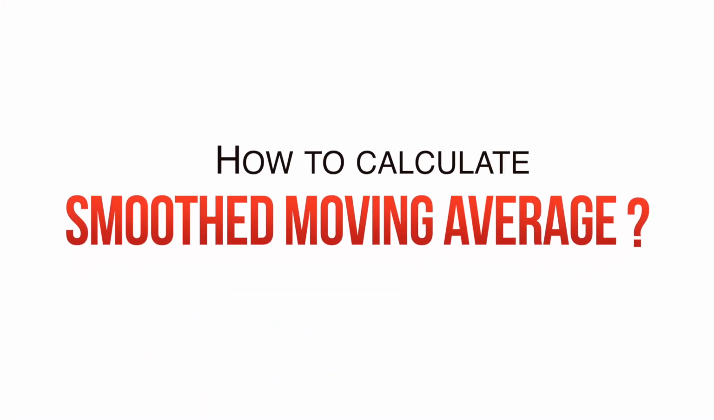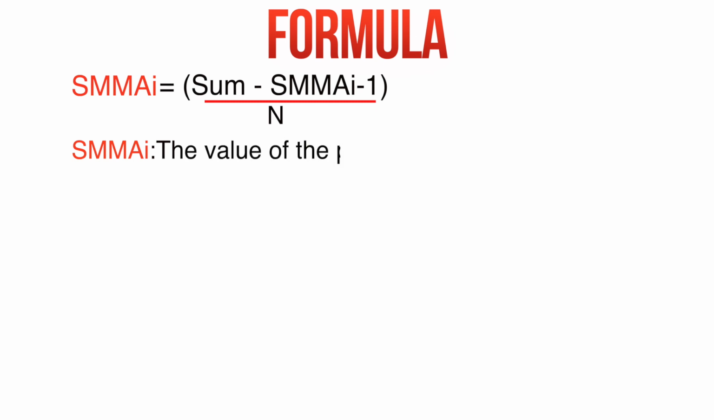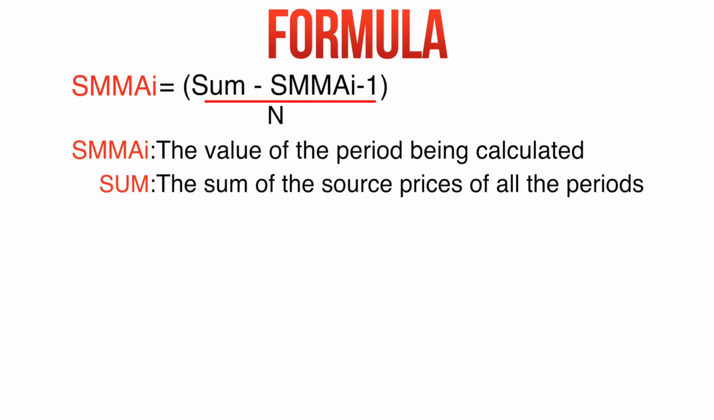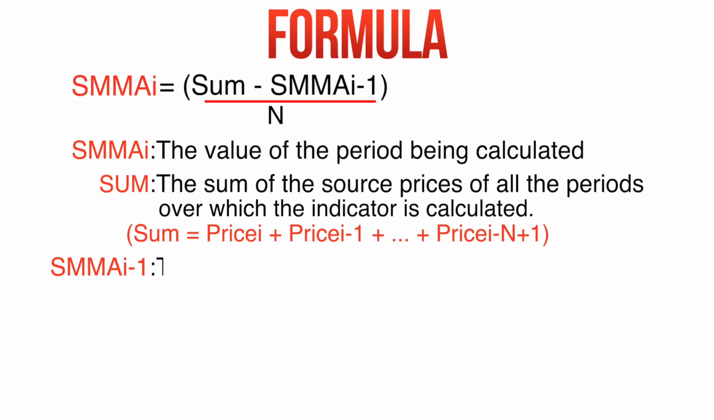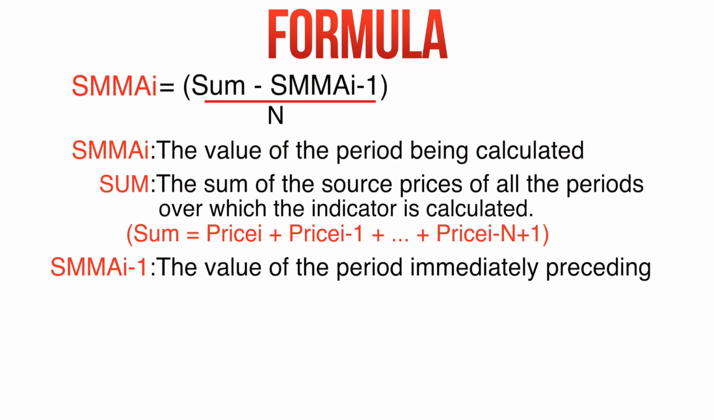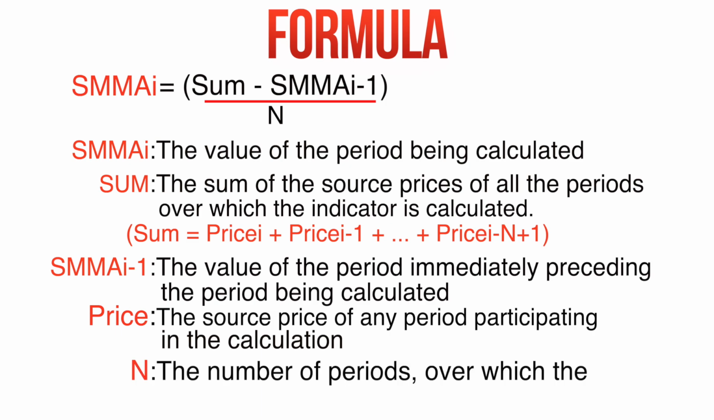Now let us see how the smoothed moving average is calculated. The formula for the smoothed moving average is SMMA(i) equals (sum minus SMMA(i-1)) divided by N, where SMMA(i) is the value of the period being calculated, and sum is the sum of the source prices of all the periods over which the indicator is calculated. SMMA(i-1) is the value of the period immediately preceding the period being calculated. Price is the source price of any period participating in the calculation, and N is the number of periods over which the indicator is being calculated.